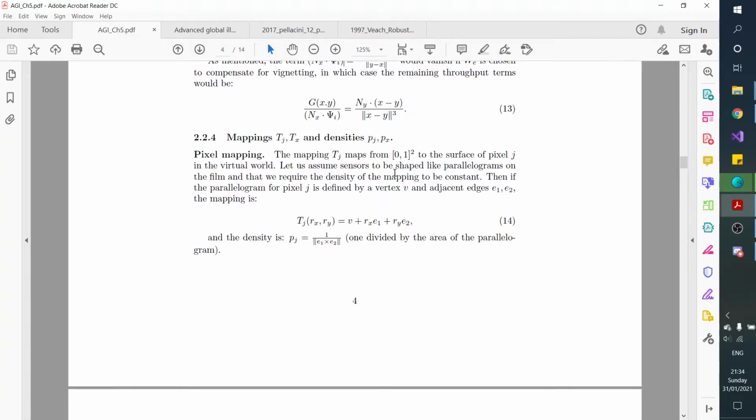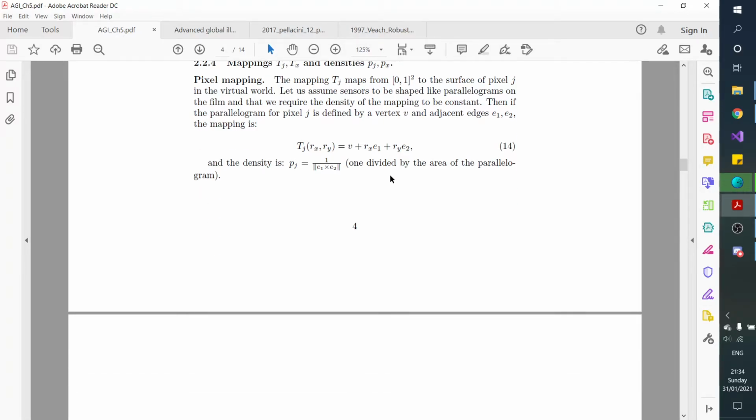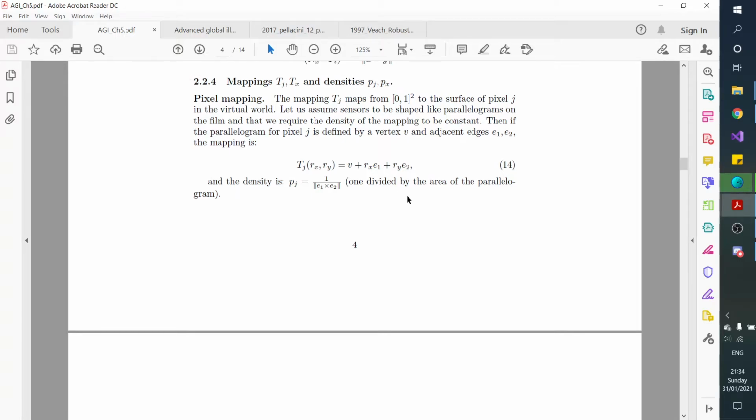One maps to the pixel and the other maps to the aperture. The one to the pixel should be fairly easy to deal with. So you take the corner of your pixel, let's say V, you take one edge of the pixel, so these are vectors, another edge of the pixel, and you simply multiply by one random number here, one edge, the other, and you get some random point inside your pixel.